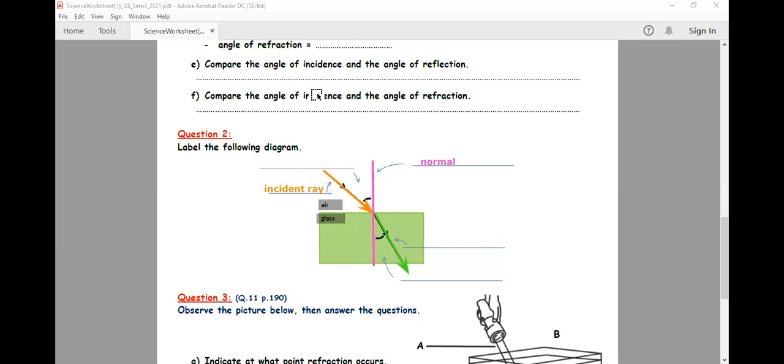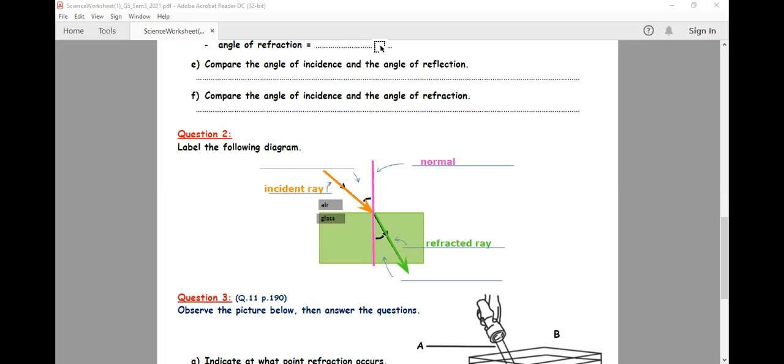What about the green one? The green one is the refracted ray. It's the refracted ray because light is moving from one medium to another medium. Okay? Now we're going to talk about the angles.